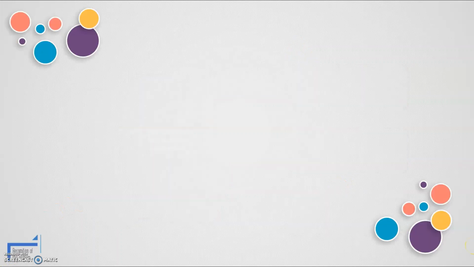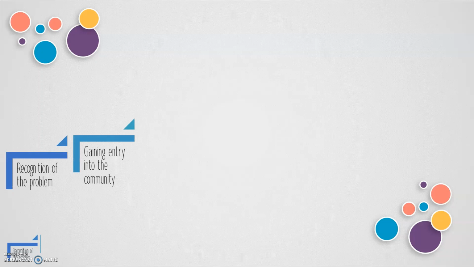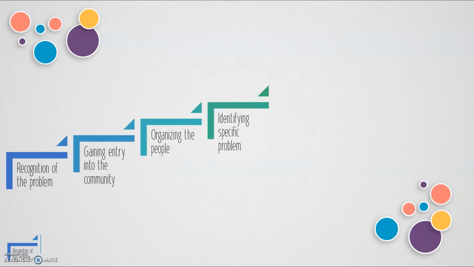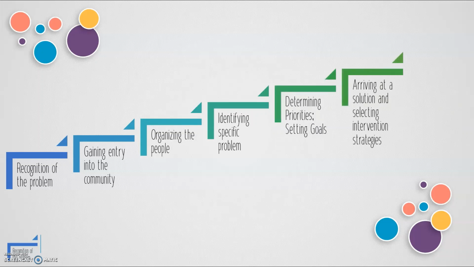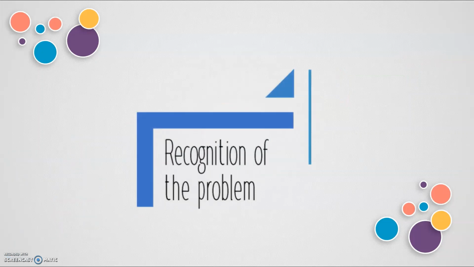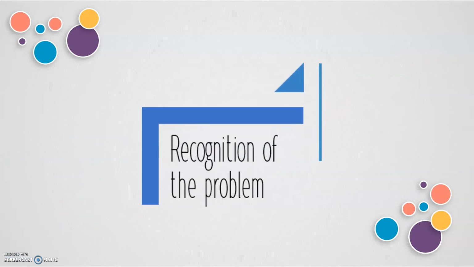Now let's proceed to the process of community organizing. We have recognition of the problem, gaining entry into the community, organizing the people, identifying the specific problem, determining priorities and setting goals, arriving at a solution and selecting intervention strategies, and implementation of the final steps. Recognition is the first step to solving any problem.